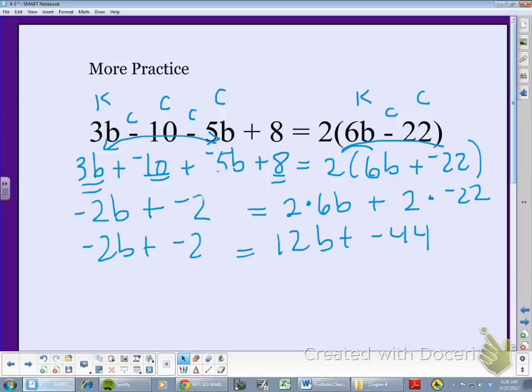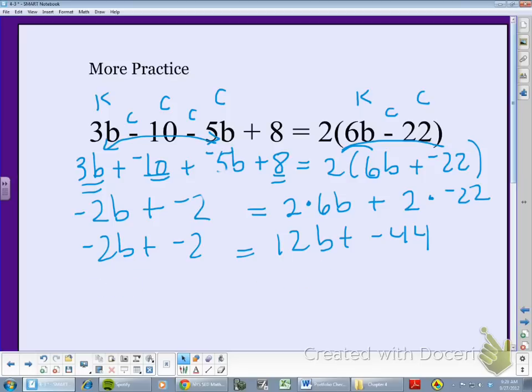Okay, now there's nothing to clean up on the left-hand side. There's nothing I can do to the right-hand side to combine like terms, so I'm going to go ahead and start working from one side to the other. Now there's plenty of things I can do here. I could add 44 to both sides first, or I could add 2 to both sides to get rid of it on that side, or I could add 2b to both sides, or I could subtract 12b from both sides.